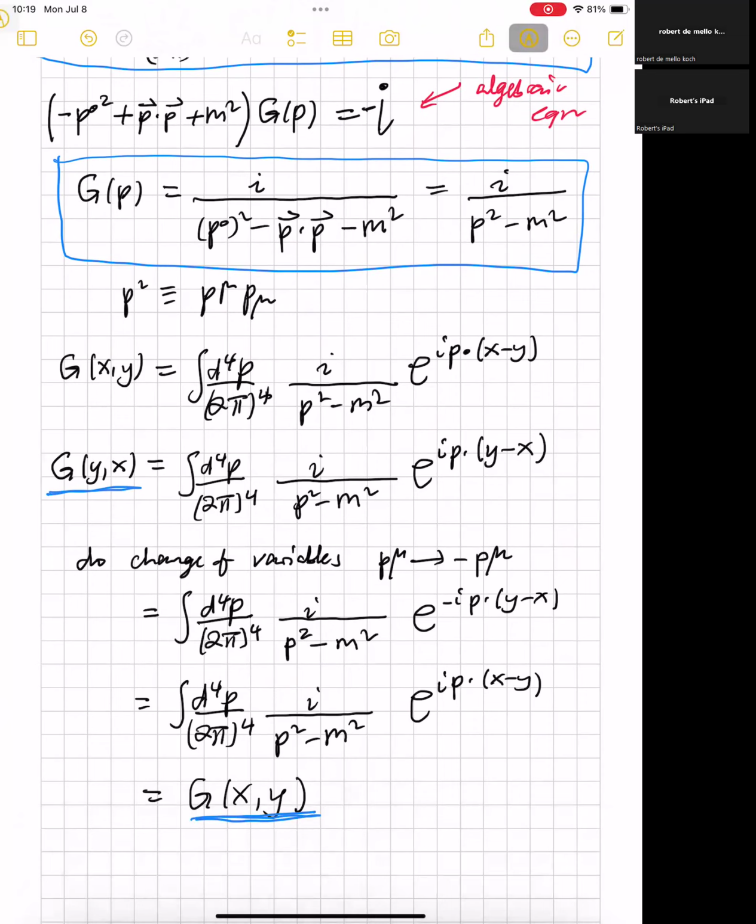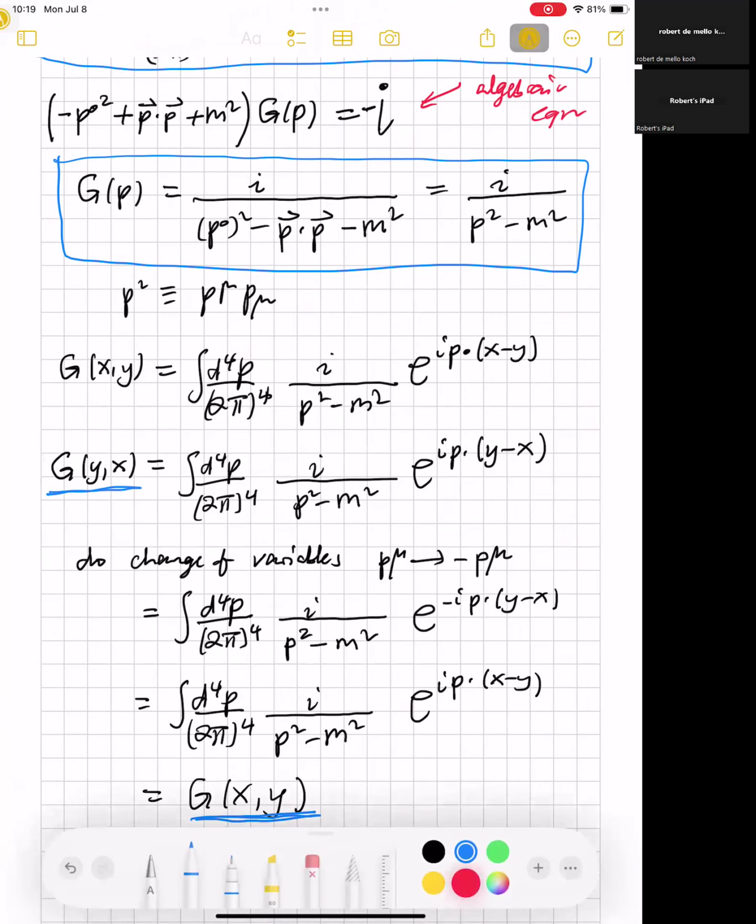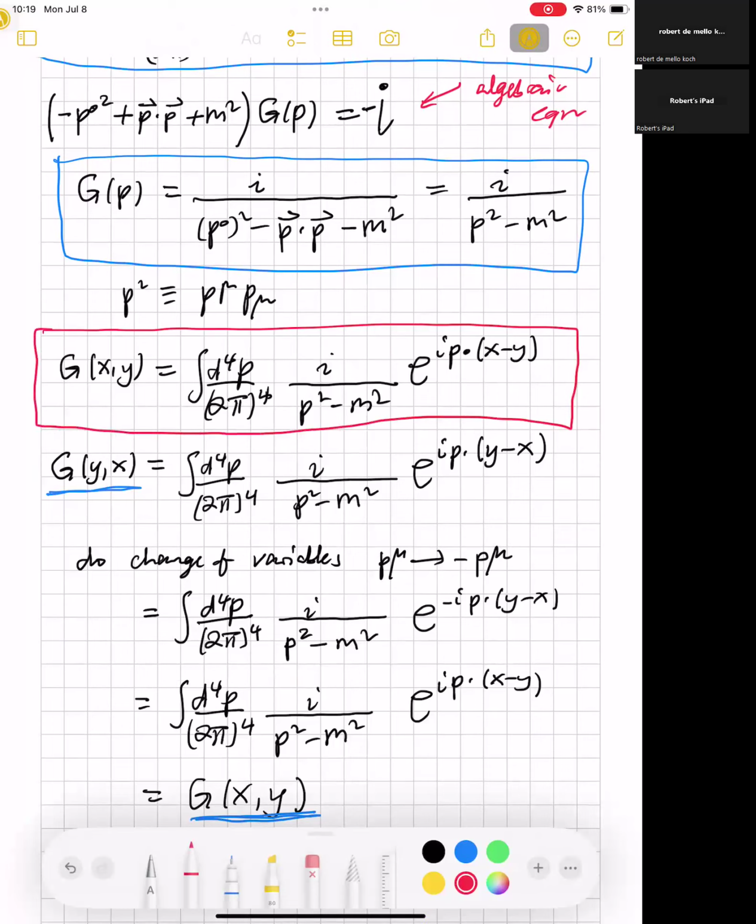Okay, great. So we have written down a solution to our differential equation, but of course it needs to be improved. Why does it need to be improved? Well, we would like to do this integral over d4p if that's possible. And that's what we're going to turn to next.